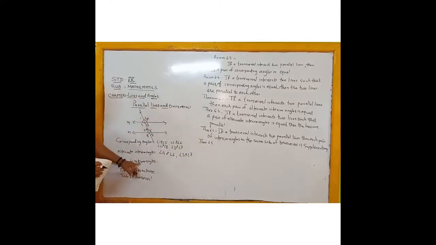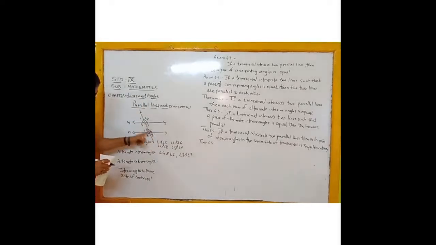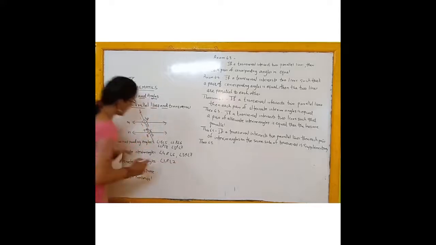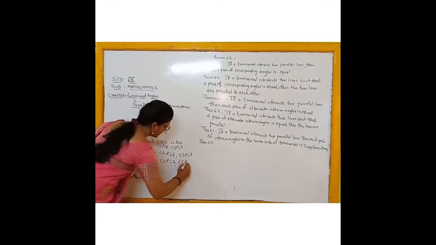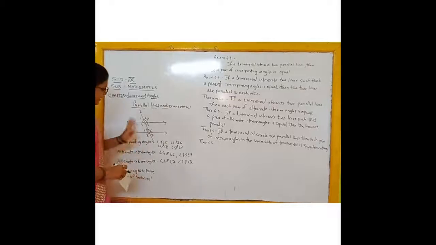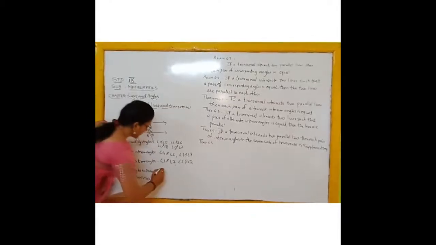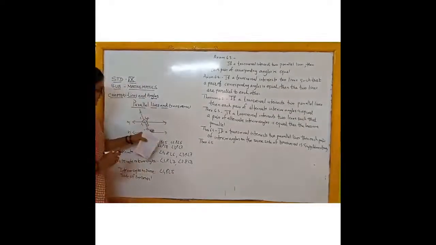Now alternate exterior angles. Exterior means outside. So that is angle 1 and angle 7. Next pair is angle 2 and angle 8. Now interior angles on the same side of transversal. If you consider the left hand side, it will be angle 4 and angle 5. Next pair is angle 3 and angle 6.